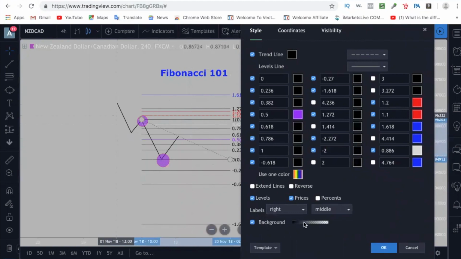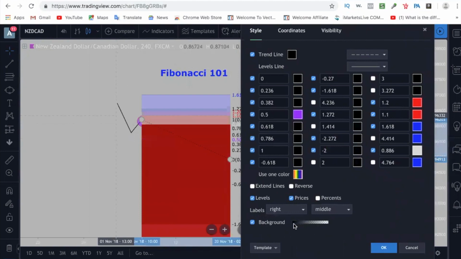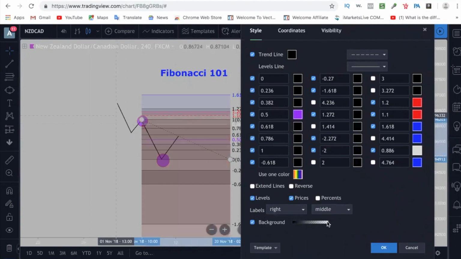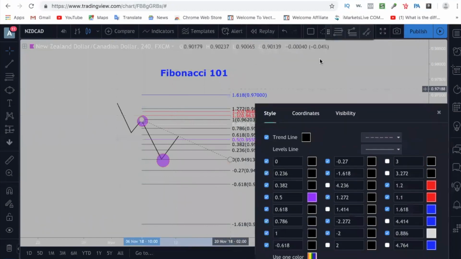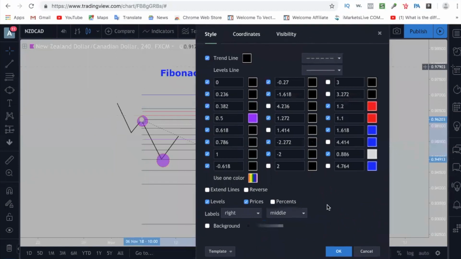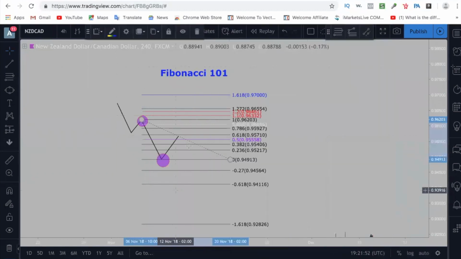Now, your background, as you can see here, you want to make that as clear as you can, or not have one at all. If you uncheck the background, then that's going to deselect your back color. So that's all you have to do. Once you're done with that, just push OK, and then you should see something similar to what I have here.